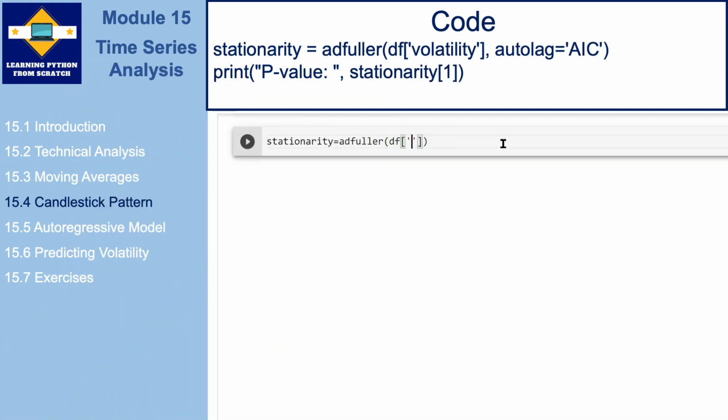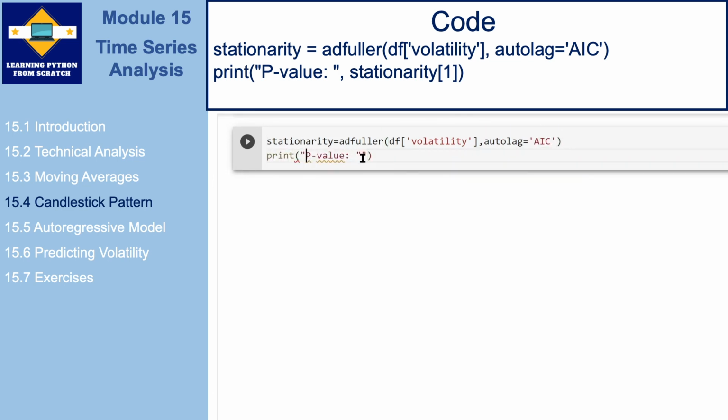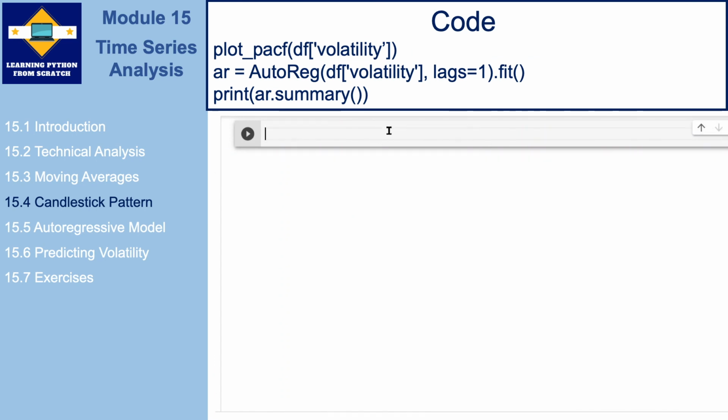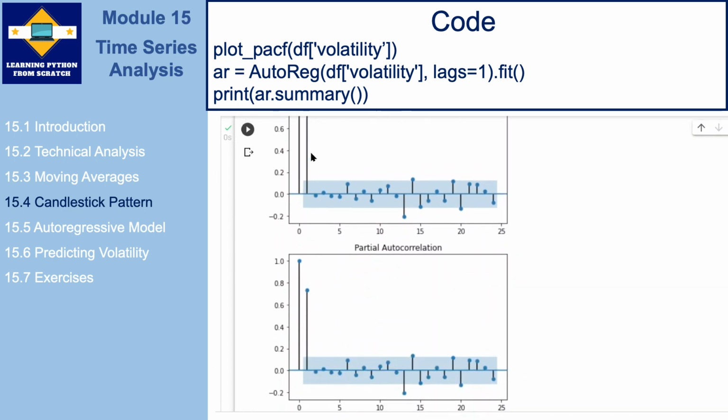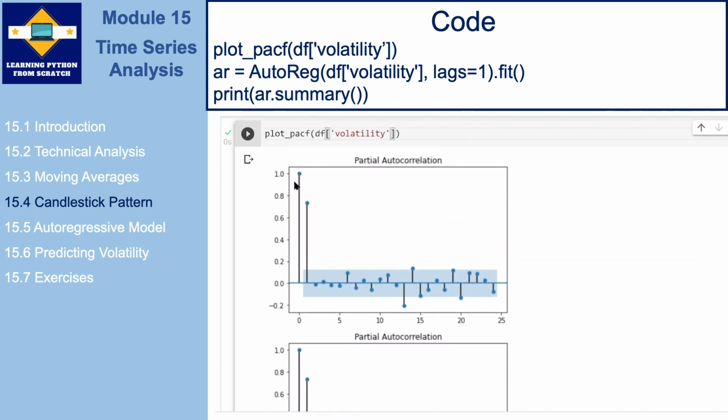Then next, we are going to conduct a test of stationarity. And here, we are going to plot the partial autocorrelation and find the order of the AR model. We use plot PACF. And then the first line is above the rectangle, so we suspect that it is an AR1 model.